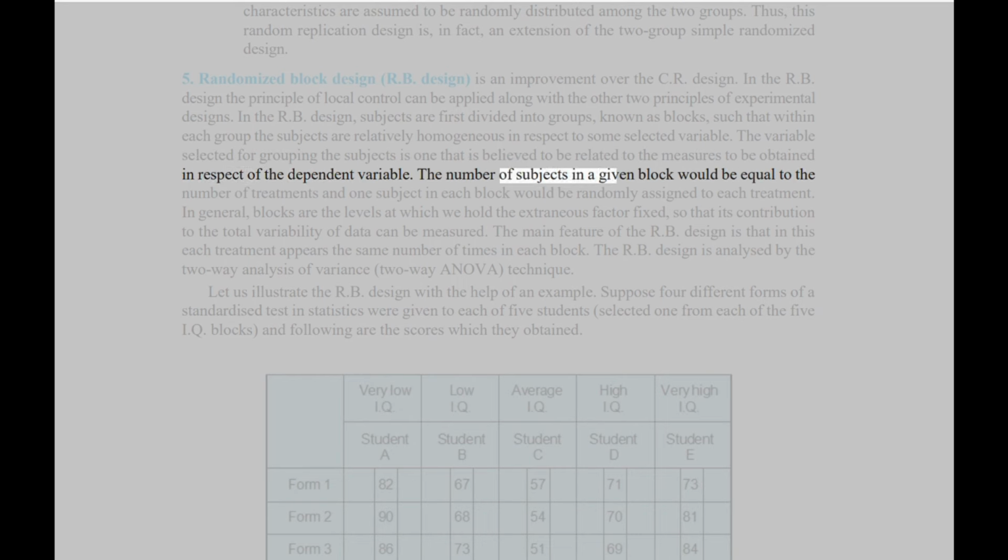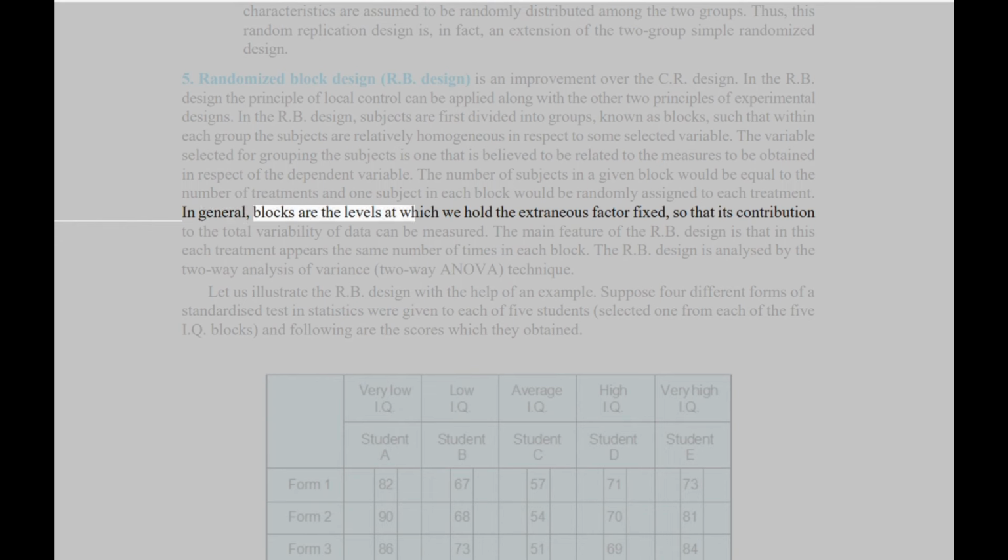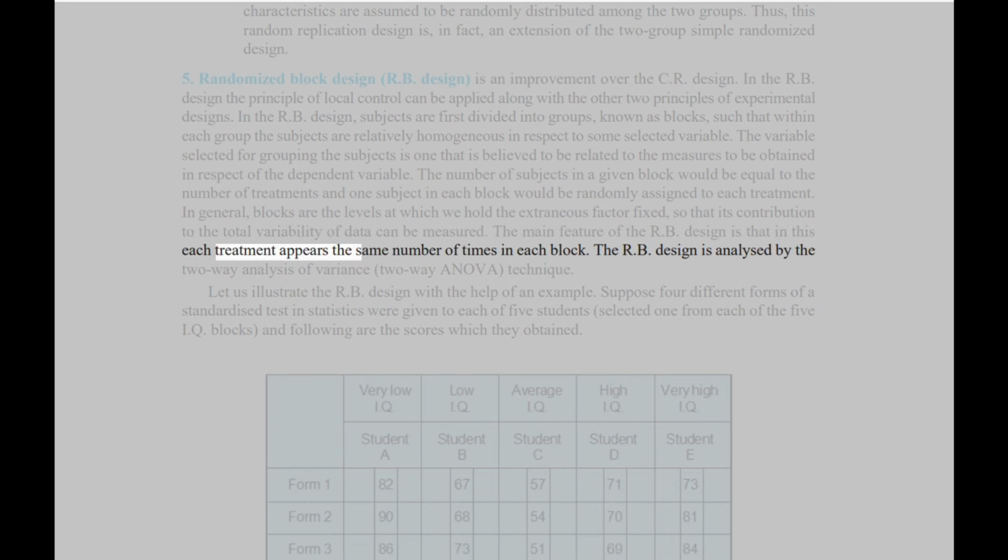The number of subjects in a given block would be equal to the number of treatments, and one subject in each block would be randomly assigned to each treatment. In general, blocks are the levels at which we hold the extraneous factor fixed, so that its contribution to the total variability of data can be measured. The main feature of the RB design is that in this, each treatment appears the same number of times in each block. The RB design is analyzed by the two-way analysis of variance, two-way ANOVA technique.